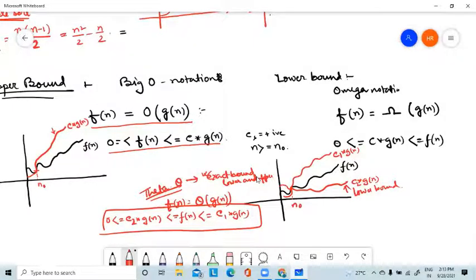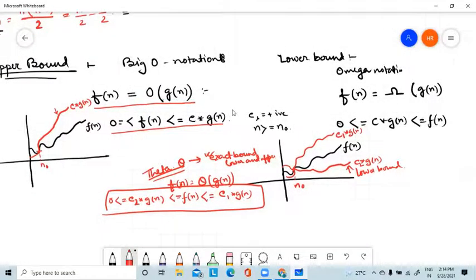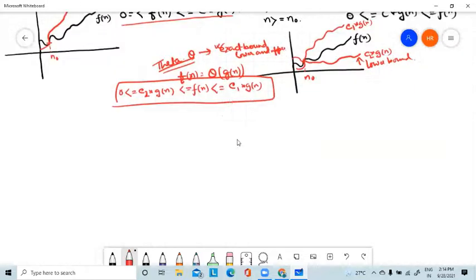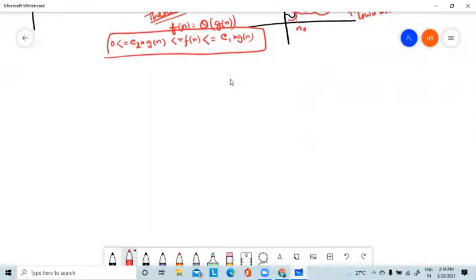So this will be a representation of theta notation, which will provide you the exact bound of both upper and lower bound. But remember, among these three types of representation, theta, omega, or big O, the big O notation is the most important. Now we will discuss why big O notation is important.